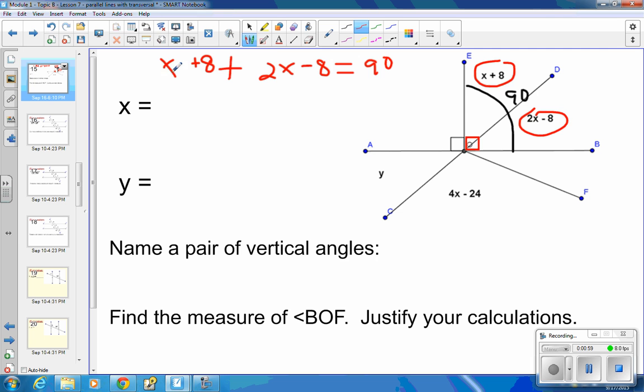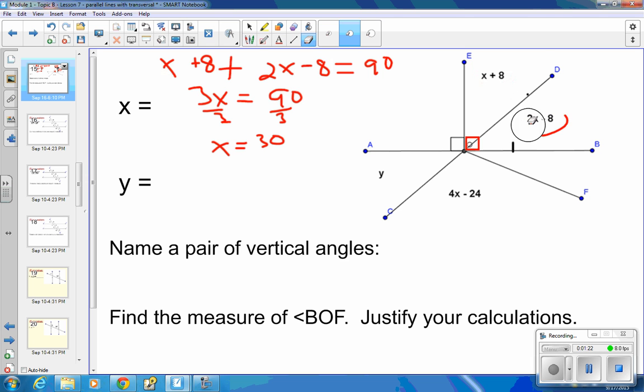So adding them together, I've got x plus 2x, which is 3x. 8 minus 8 is 0, so that 3x is equal to 90. And then if I divide both sides by 3, I have x is equal to 30. And that's the fastest way to get your answer there. There are other ways, but that's the fastest. From there, we need to figure out y. So we need to find some more relationships here.